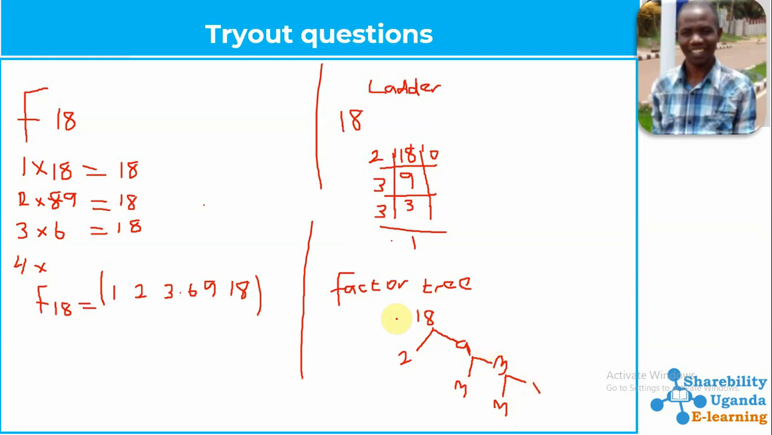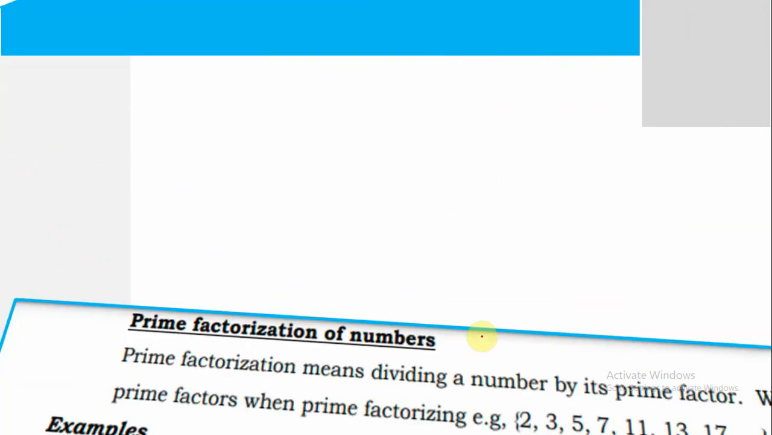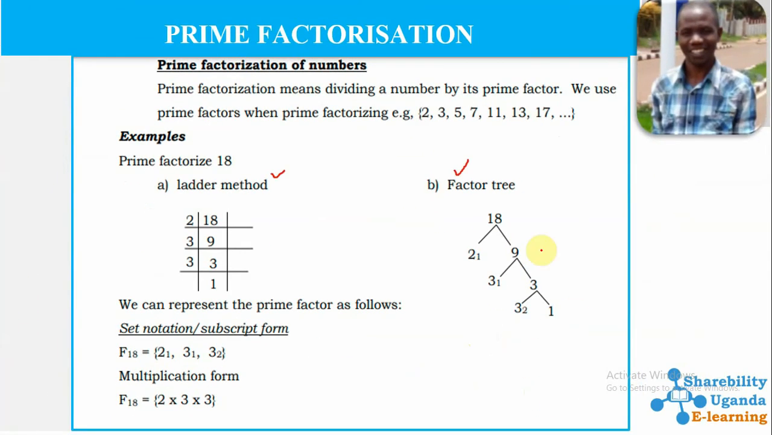So you can write these things very well. That's how they were able to come up with this: 18 divided by 2, we get 9. 9 divided by 3, we get 3. 3 divided by 3, we get 1. So you can use either of these methods to derive the correct answer.